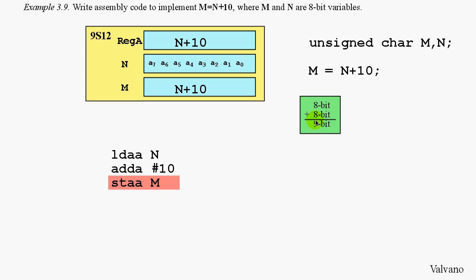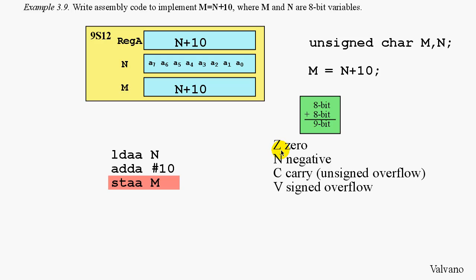Let's consider the problem of overflow. If we add an 8-bit number to another 8-bit number, we will get a 9-bit result. In this case, we stored the result back into an 8-bit variable, and therefore we had the possibility of getting the wrong answer.